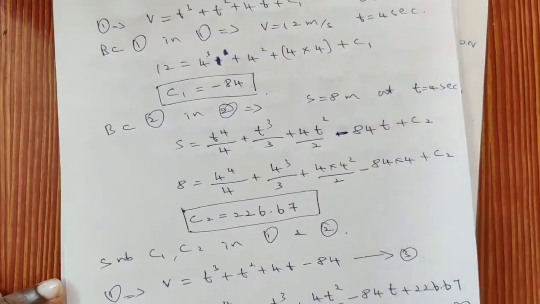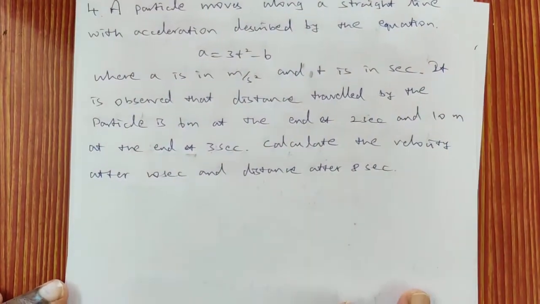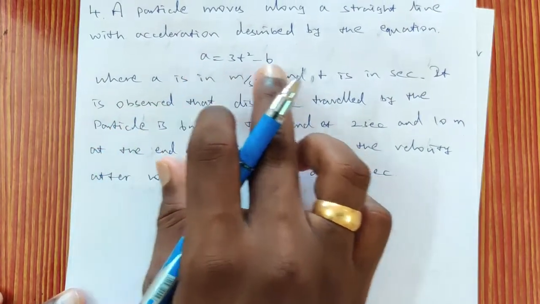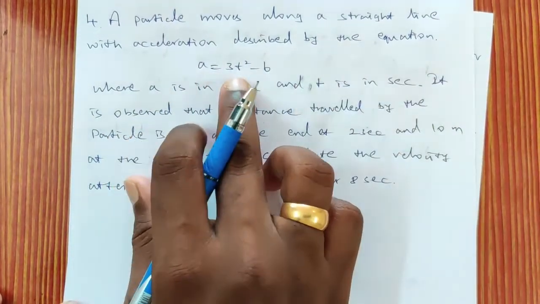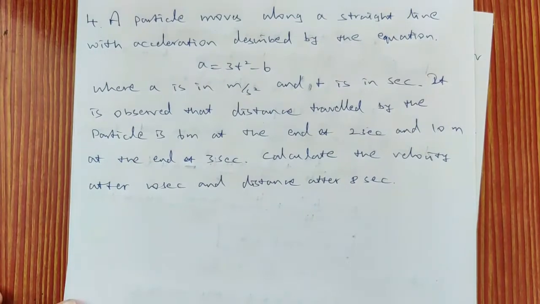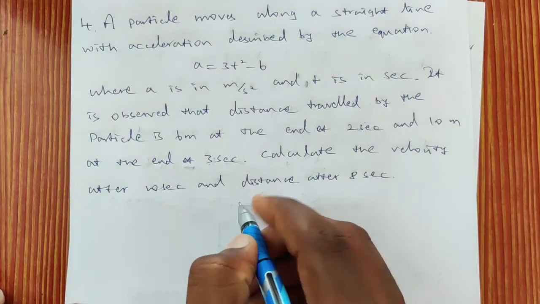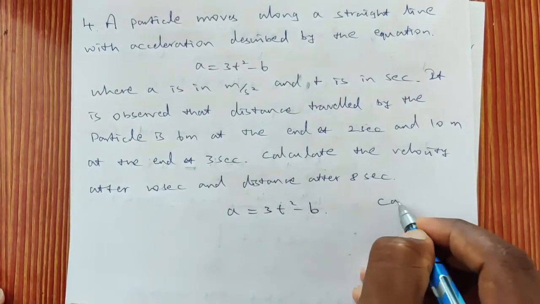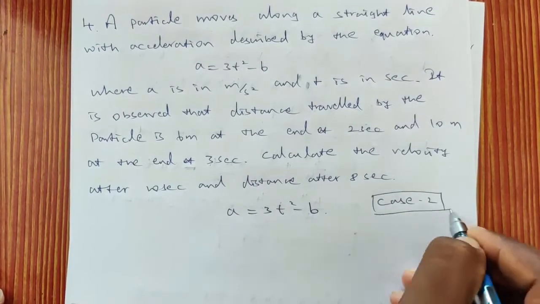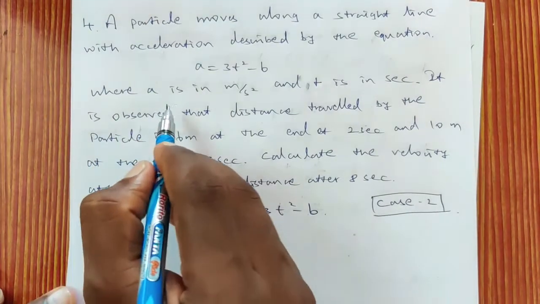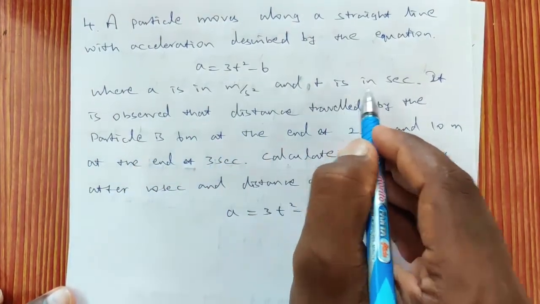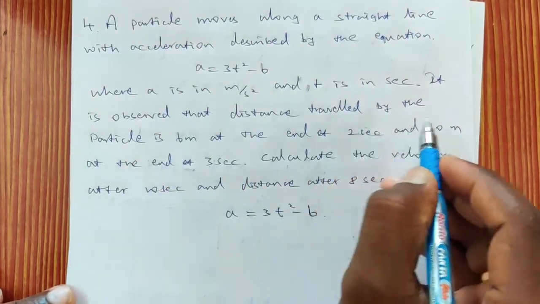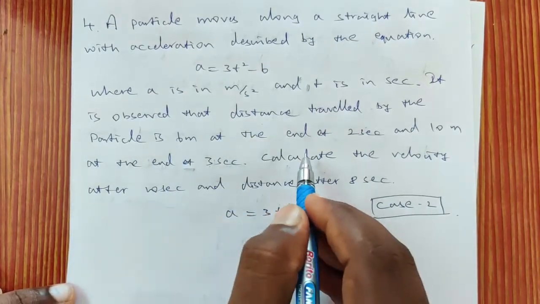Now the second problem is, a particle moves along a straight line with acceleration described by the equation a is equal to 3t square minus 6. So here the acceleration a is given as a function of t. So here it is case number 2. Okay, where a is in meter per second square and t is in second. It is observed that distance travelled by the particle is 6 meter at the end of 2 seconds.